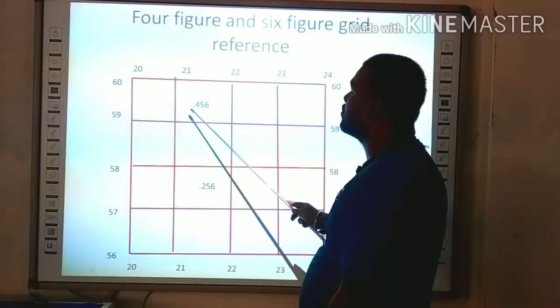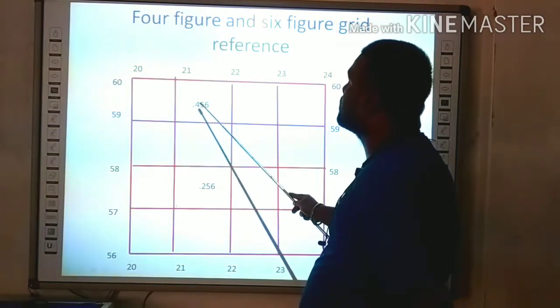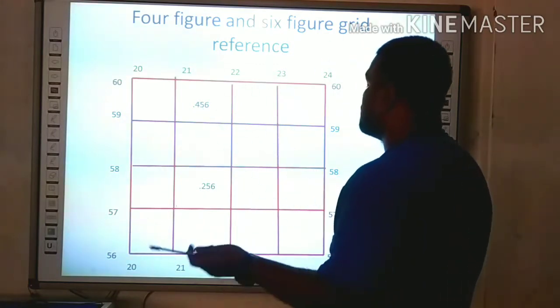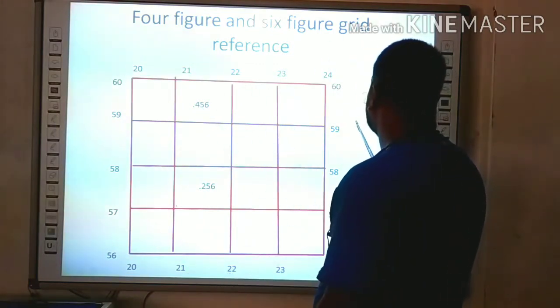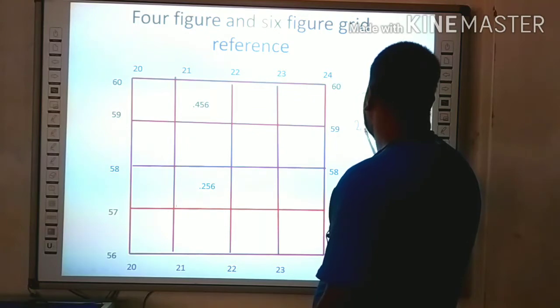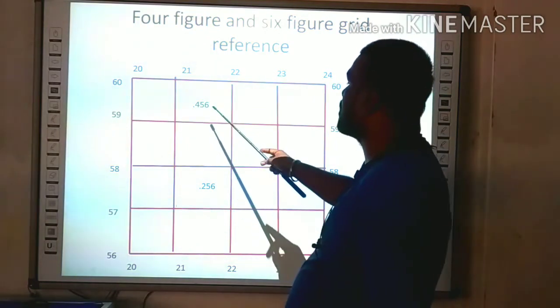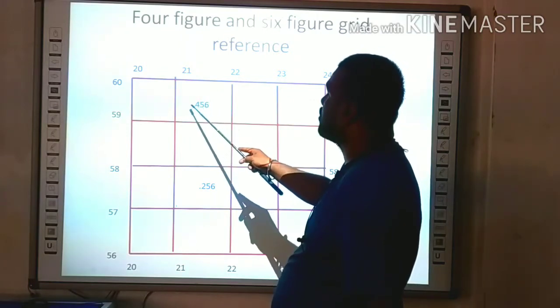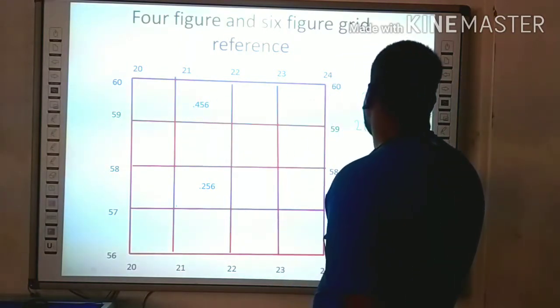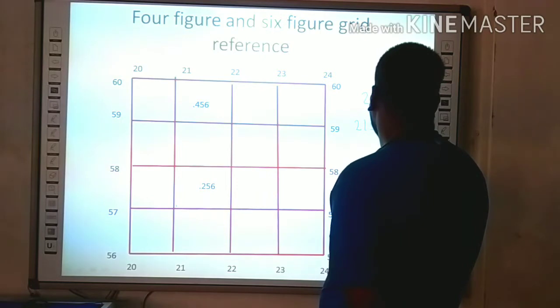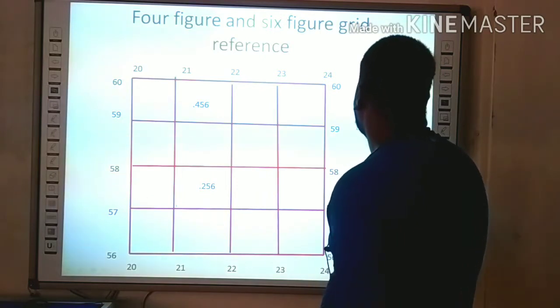Now let us try to find the 6-figure grid reference with spot height 456. How will you find? First of all, same, you have to find the easting. Easting will be 21. After writing the easting 21, you put a small dash, then go for the northing. What will be the northing? Your northing will be 59.